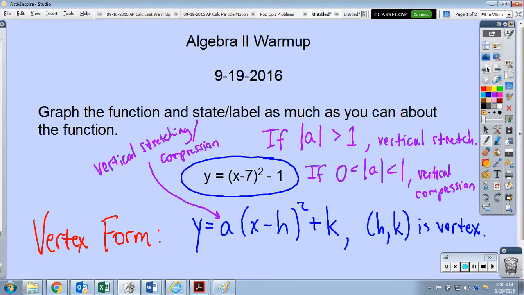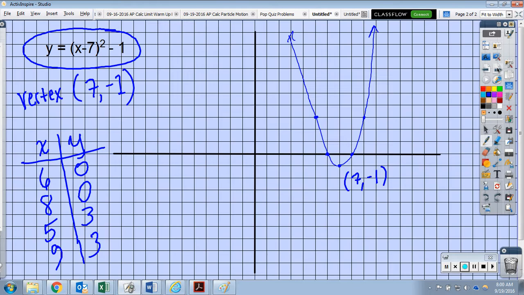Good question. So graph the function and state and label as much as you can about the function. I'm trying to think about everything you know, all the terminology and all the facts that you know about this function, so that when you have a test, if it asks about all the different things, what can you say if you're just told in general?